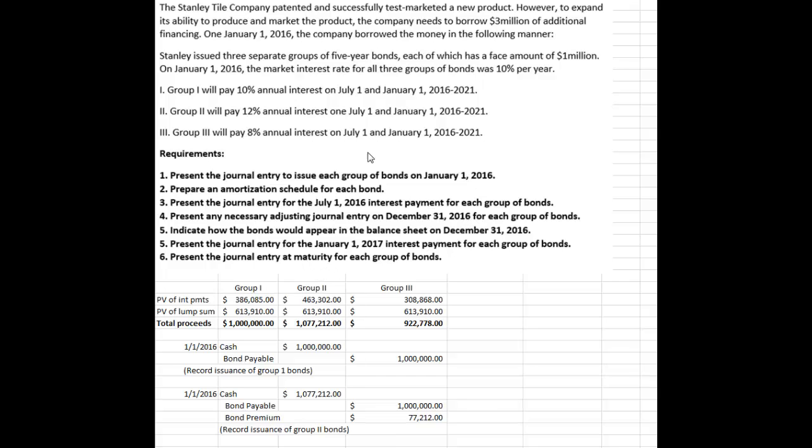The adjusting entry depends on the nature of when the payments are actually called for in the contract. So just think about this logically. We have these bonds, we agreed, we shook hands, we signed the contract on January 1st of 2016, and now one whole year has gone by. It's December 31st. We borrowed money from an investor for one whole year, but we've only made one interest payment. That was on July 1st.